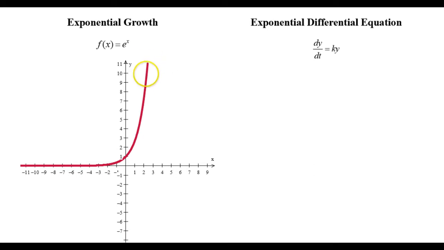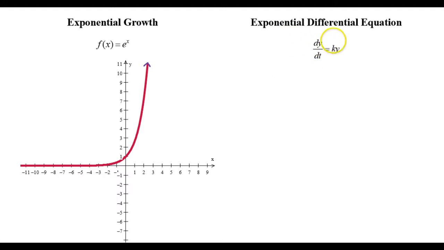So just thinking about the human population, if this red curve here modeled human population growth, if it is increasing at this rate, then we would not be able to sustain that type of growth. So exponential growth is not actually a very good way to model populations.